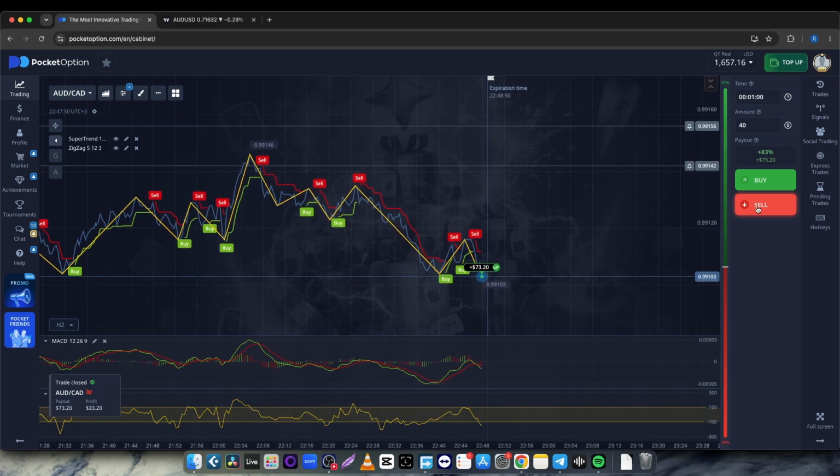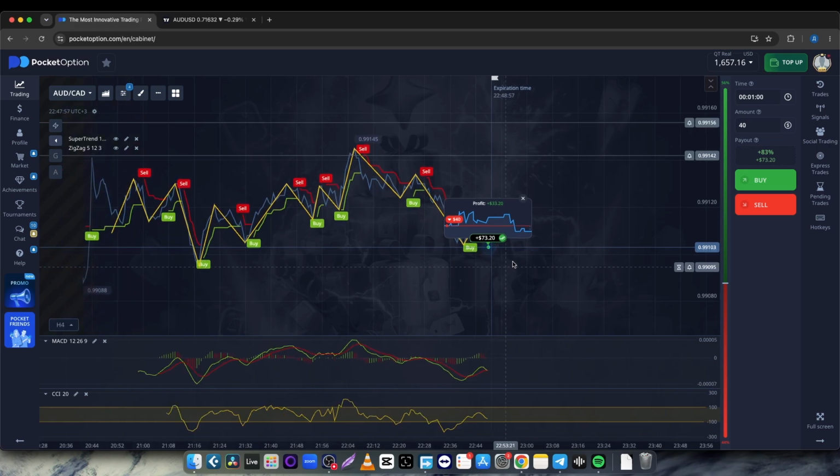Now let's summarize today's trading session. The combination of technical analysis and high-quality artificial intelligence signals can help traders make more informed decisions and work toward greater consistency.